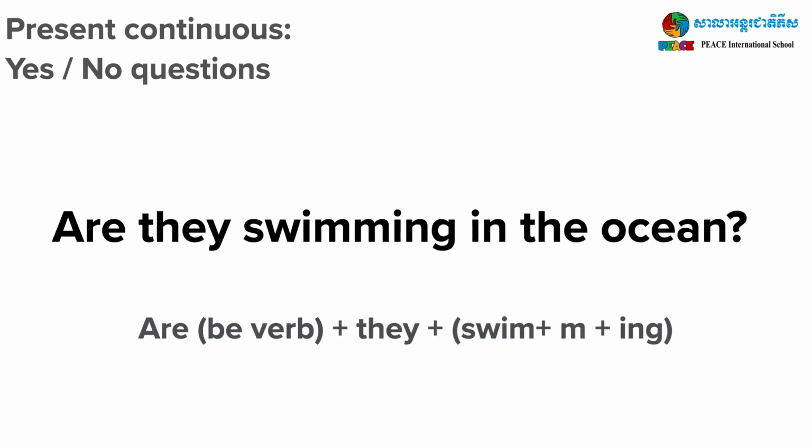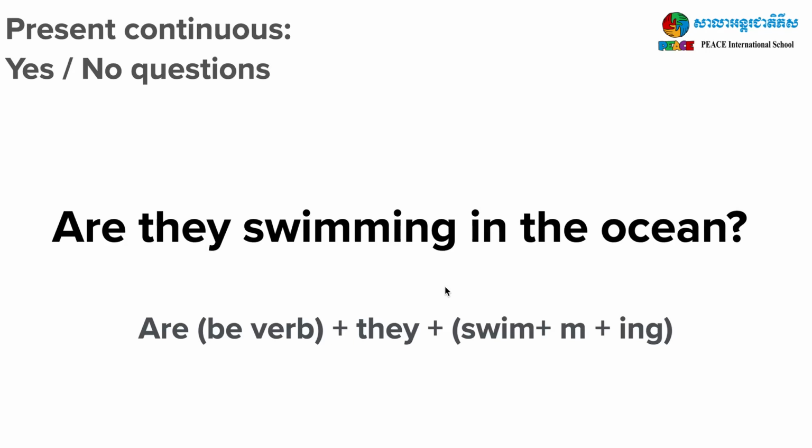Look at another example. Are they swimming in the ocean? The present continuous has the be verb are. They swim. Because swim is short, we add an extra m plus ing, swimming. Are they swimming in the ocean? We always start the question with the be verb. They are. So we ask, are they? Are they swimming in the ocean?